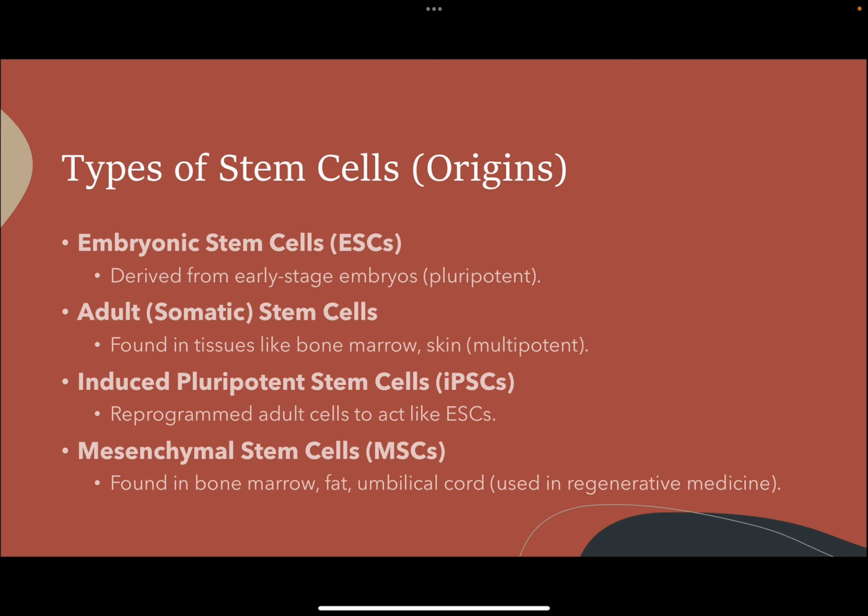So the types of stem cells by their origins: you have embryonic stem cells. These are derived from early stage embryos and they're pluripotent. The adult somatic stem cells are found in tissues like bone marrow and skin. These are multipotent stem cells. Induced pluripotent stem cells are reprogrammed adult cells to act as embryonic stem cells. And then we also have mesenchymal stem cells. These are found in bone marrow, fat, and umbilical cord, and these are used in regenerative medicine.